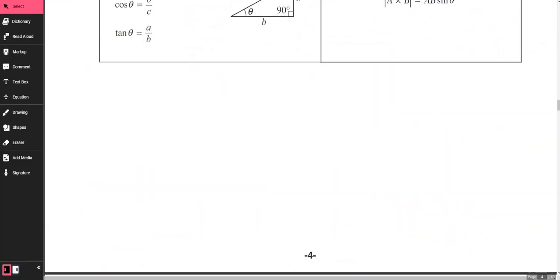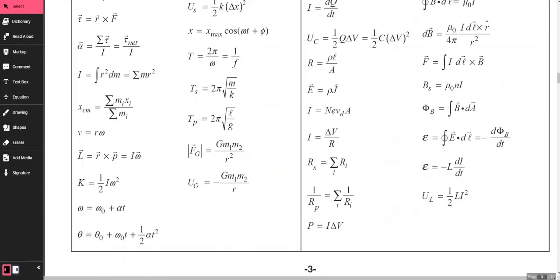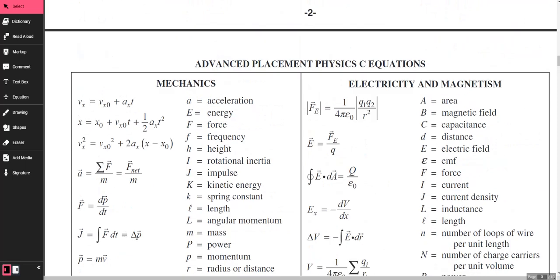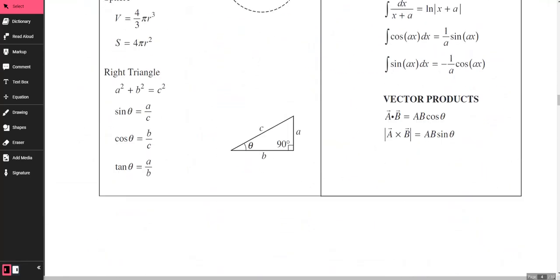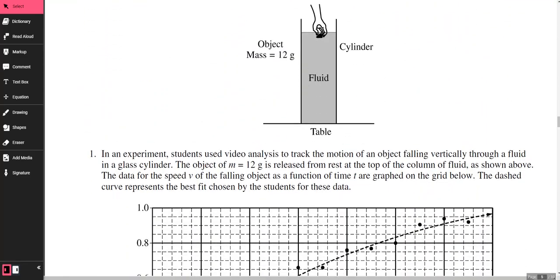So we'll scroll down. It's got the reference table on hand. You'll notice it's very similar to the AP Physics 1 with some slight changes. Obviously, we're going to ignore the electricity and magnetism section. So this is the first question.